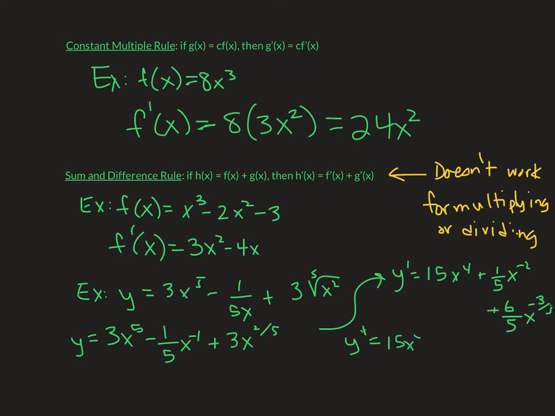So 15x to the 4th stays the same. 1/5 x to the negative 2 is actually going to be 1 over 5x squared. This last one, I have 6/5. 6 is going to stay on the numerator. However, 5 is going to stay in the denominator, and x to the negative 3/5 is also going to move down. It will become the fifth root of x cubed.